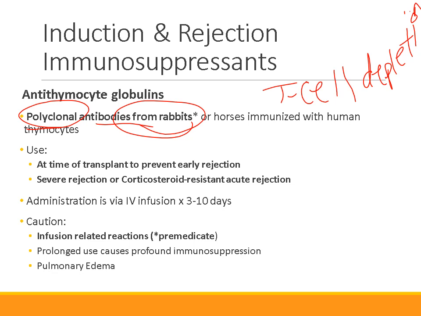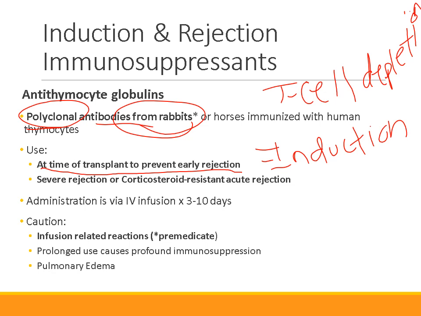The primary use of anti-thymocyte globulin is for induction therapy. So primarily we would use this at the time of transplant to prevent early rejection. Again, induction. Again, we would combine this with other agents. We wouldn't use it as monotherapy. It can also be used to treat severe rejection or corticosteroid resistant rejection, acute rejection.